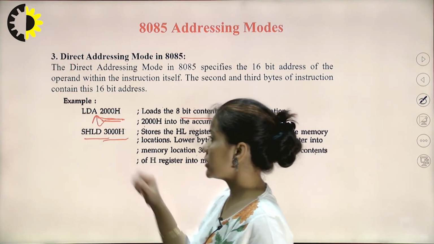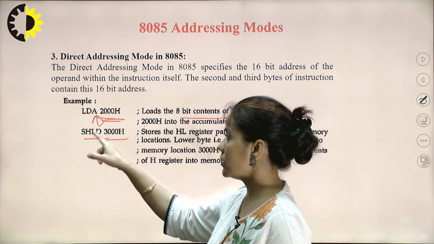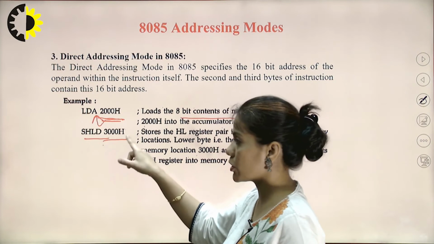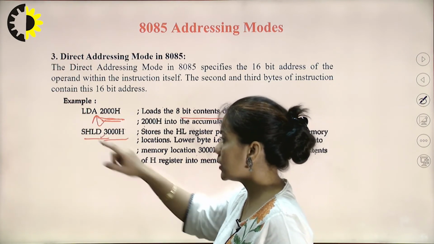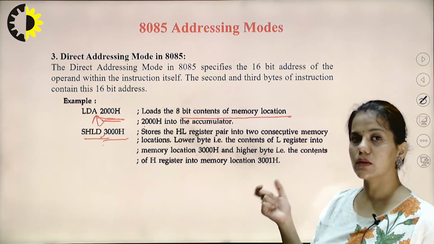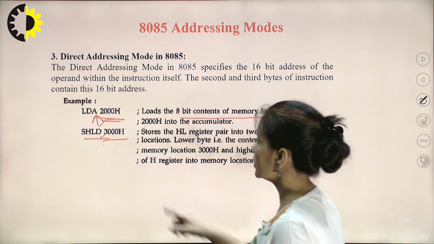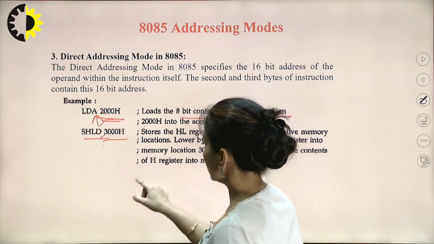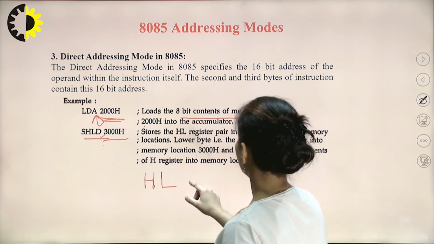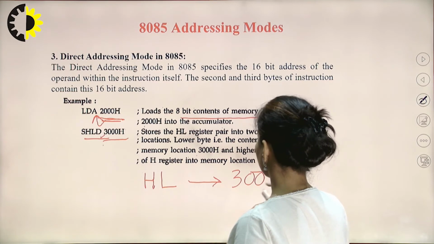Now SHLD will store the contents of the HL register pair into 2 consecutive memory locations mentioned here directly. That is, it is again considering the memory addresses mentioned in the instruction. So what will it do? It will store the HL register pair contents into 3000H.